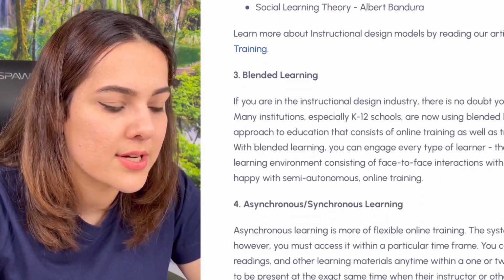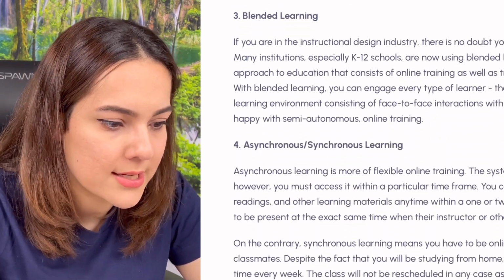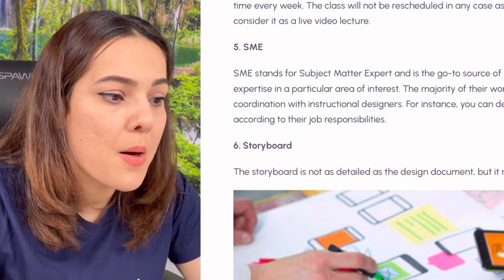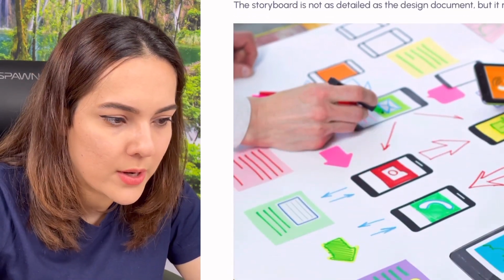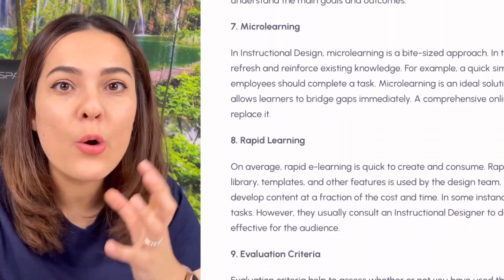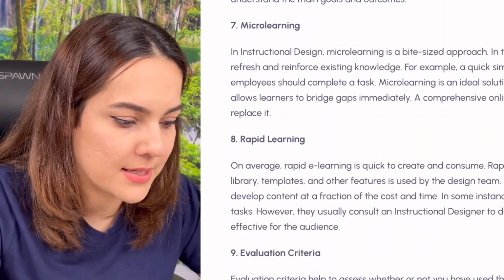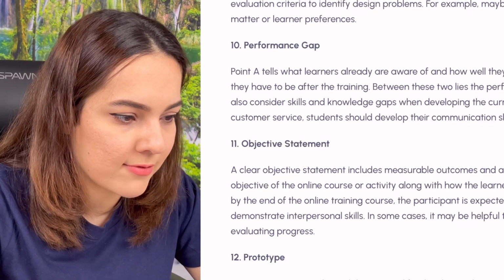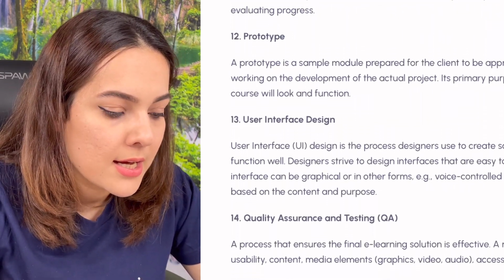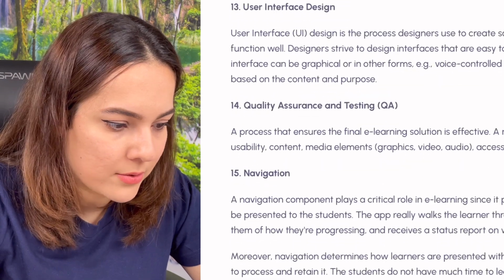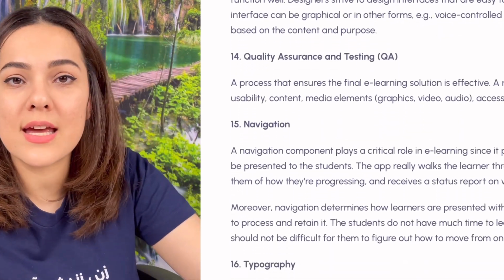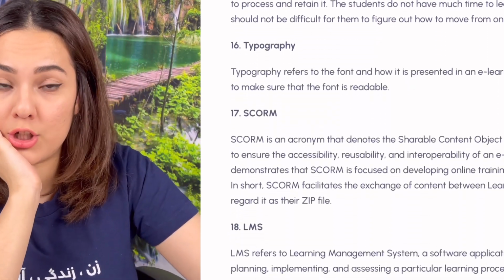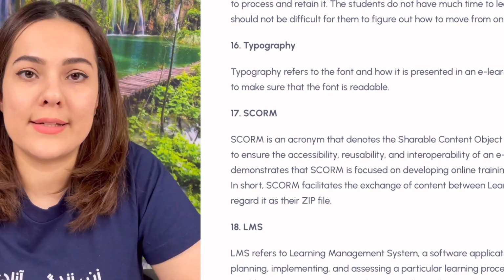And then you should know stuff about blended learning, asynchronous, synchronous learning, the SME, which we talked about, storyboarding, what it is, microlearning, rapid learning, evaluation, performance gap. Know these words, okay? Objective statement, prototype, QA, quality assurance and testing, navigation, user interface design. All of these terms, like elements that we talked about. So, if you know these and if you use these words, it shows that you're able to do what it takes to do this job.